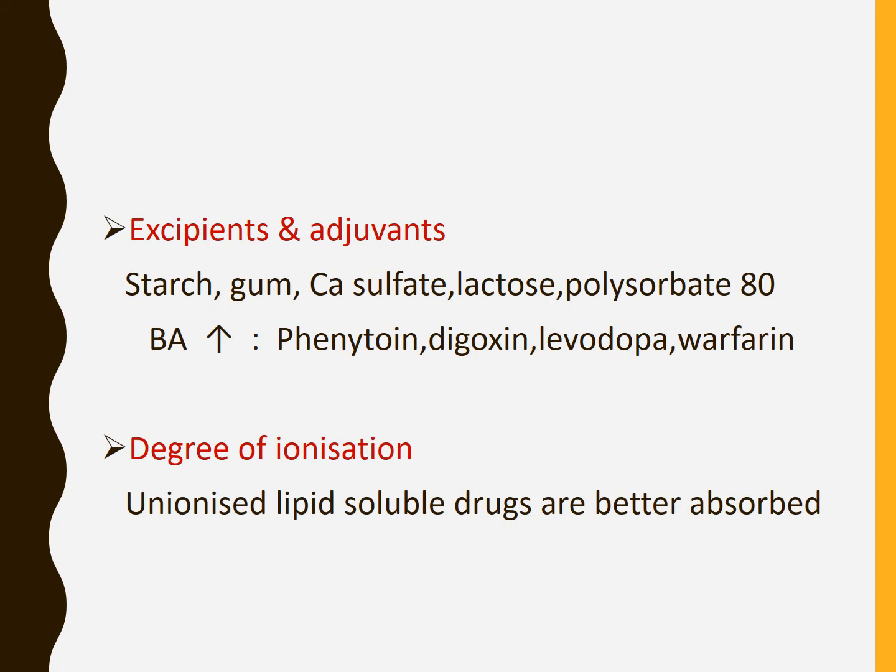And according to the excipient and adjuvants, excipient and adjuvant means some substances which are added to these drugs to make a form. To make a tablet, we have to compress the particles. For that we use some materials to compress the tablet, like starch, gum, calcium sulfate, lactulose and all. These increase the bioavailability, like for phenytoin, digoxin, levodopa or warfarin and all, these substances will be added to these drugs to increase the availability.